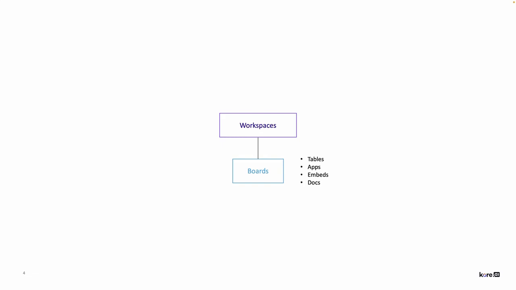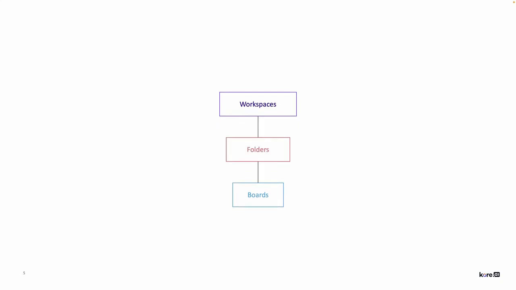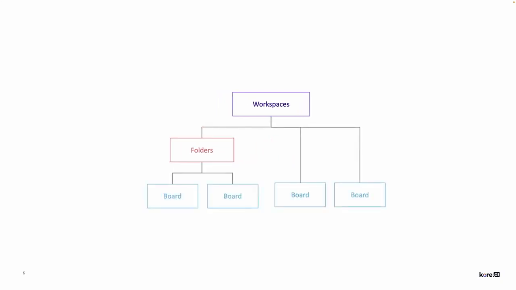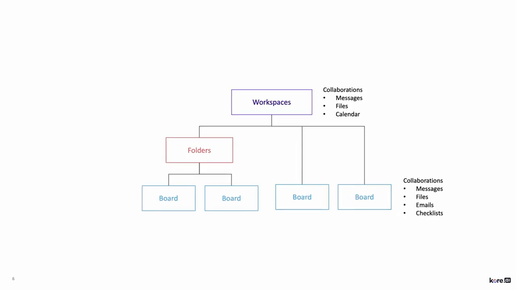You can further organize workspaces into folders. Folders are just containers that can help you structure your work better. Boards can be placed directly within a folder or directly under a workspace. Collaboration is built in at all levels within WorkAssist. You and your team can collaborate anywhere without ever having to switch the context.